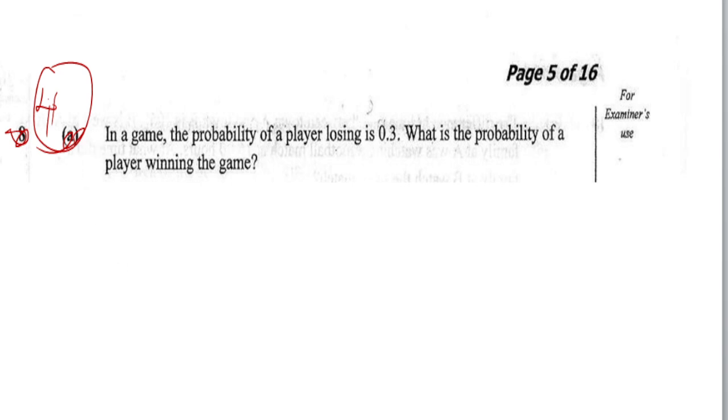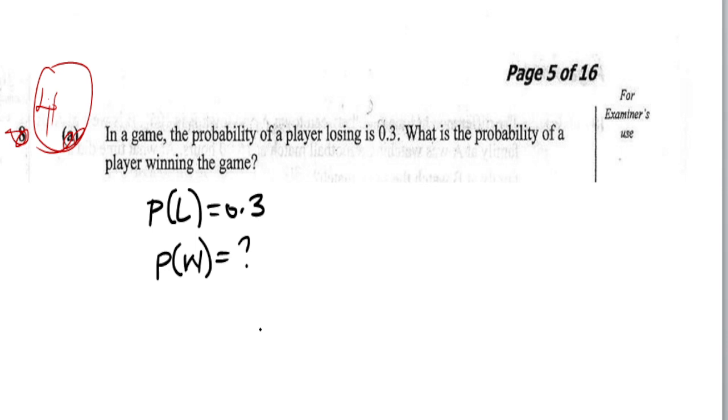So we have this other question. In a game, the probability of a player losing is 0.3. What is the probability of a player winning the game? So the probability of a player losing, I'll say L, they've given us that it's 0.3. Then the probability of a player winning, I'll say W, we don't know.